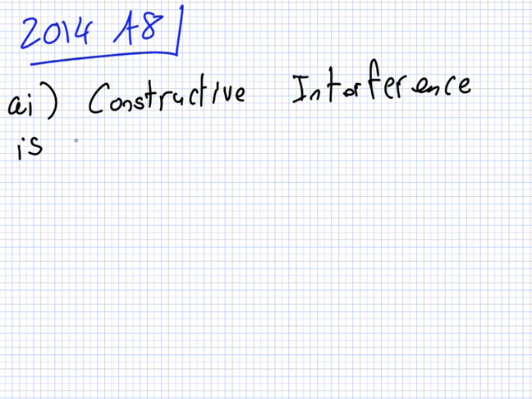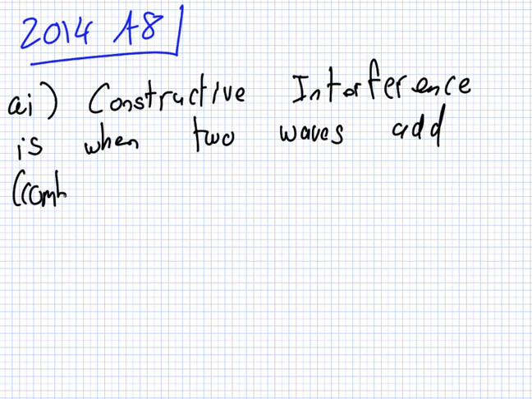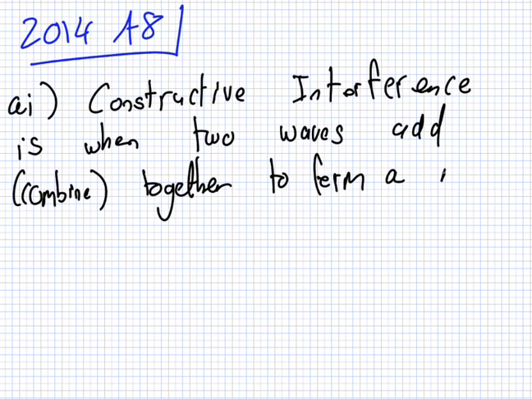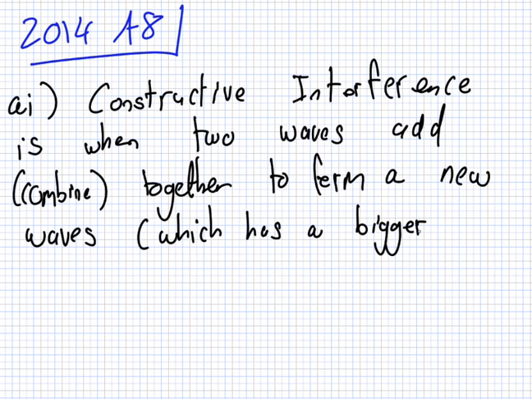Yeah, constructive interference is when two waves add, or really combine together. Let's not make it complicated. Constructive interference is when two waves add or combine together to form a new wave which has a bigger amplitude. Usually, the two waves add together to form a bigger wave.